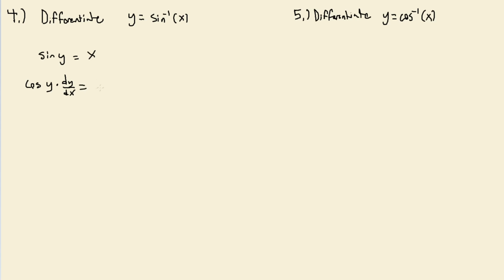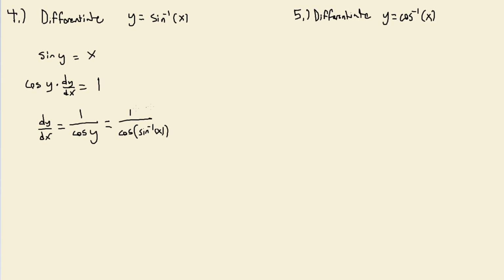And then here on the right side, we have the derivative of x with respect to x. That's just going to be equal to 1. And then we take the derivative of y with respect to x and solve for it algebraically by dividing both sides by the cosine of y. And then we can plug back in what our definition of y was from the beginning if we want this derivative in explicit form. And we would get 1 over cosine of the inverse sine of x.